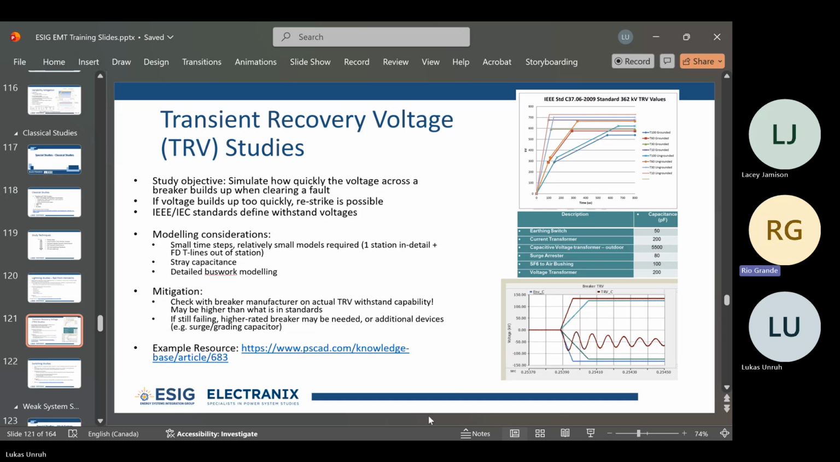Modeling considerations are, again, small time steps, going to be around 1 microsecond territory. And these are very small models. It's going to be one station that's modeled in detail, and then the frequency dependent lines out of that station. And then the rest of the network is just a network equivalent. Again, we're doing really high frequency work, so inductors start to look like open circuits very quickly at those high frequencies. Stray capacitance and detailed buswork modeling can make a difference for these studies as well.